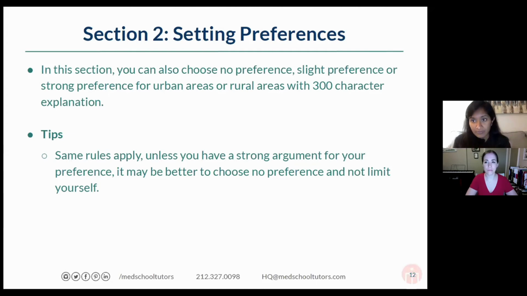So in general, the same tips apply. For most people, I would put no preference, because you can, again, provide that same explanation of how you are super excited to practice in any setting. But if you do have a strong preference, absolutely. I certainly would not put a preference to try and game the system. If you have a legitimate reason why you want to be in one area, absolutely use this opportunity. But the best thing to keep your options broad and open is to say no preference.